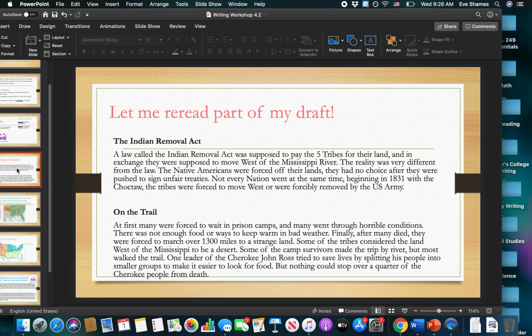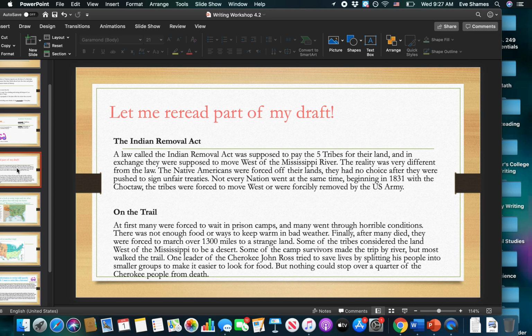So first thing I'm going to do is reread part of my draft. You should probably reread your whole draft, but for the sake of this lesson, I'm going to reread part of my draft. The Indian Removal Act. A law called the Indian Removal Act was supposed to pay the 5 tribes for their land. In exchange, they were supposed to move west of the Mississippi River. The reality was very different from the law. The Native Americans were forced off their lands. They had no choice after they were pushed to sign unfair treaties.